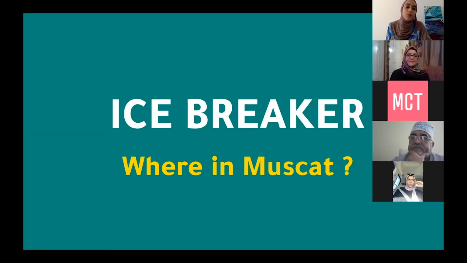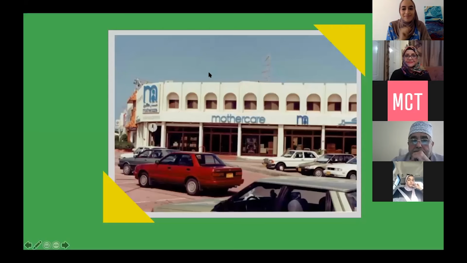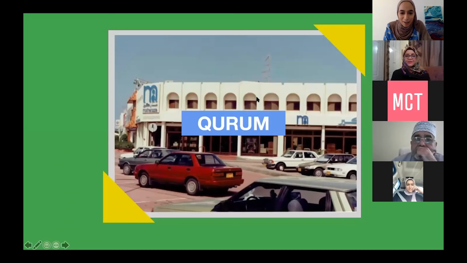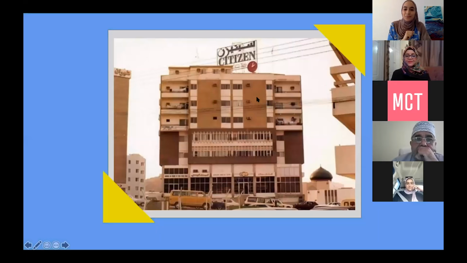Okay, first picture. This is easy. We're starting with the easy ones. Qurum, obviously. Yes, this is really good. This is really easy. This is an old picture. Okay, next. This is a bit more difficult if you didn't work in the area. Yes, Ahmed got it. It's Ruwi. Well done.